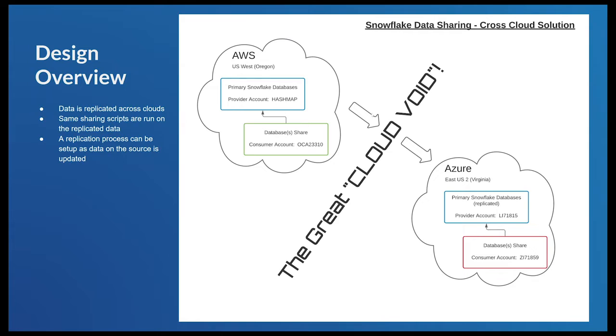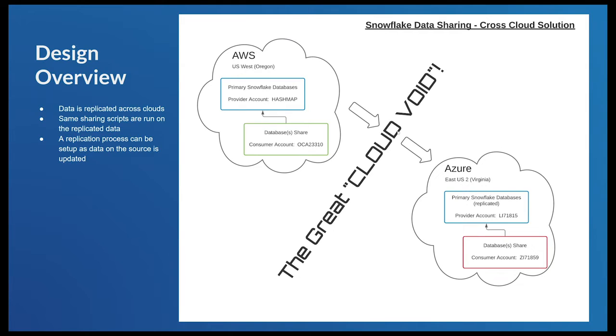So the blue boxes that you see in each cloud represent our providers' accounts, right? It's the people who are going to host the data. So the primary database is going to be inside AWS, under our Hashmap account. And just like in part one, we're going to have a share opened up to this consumer account that's also inside AWS.